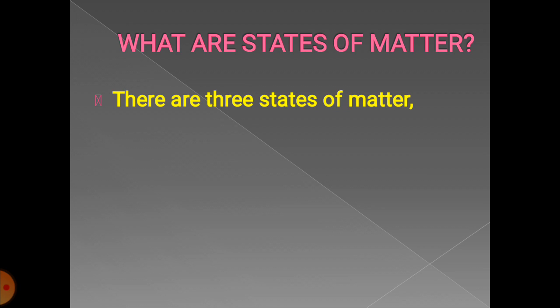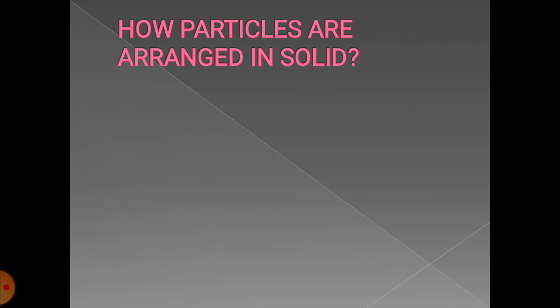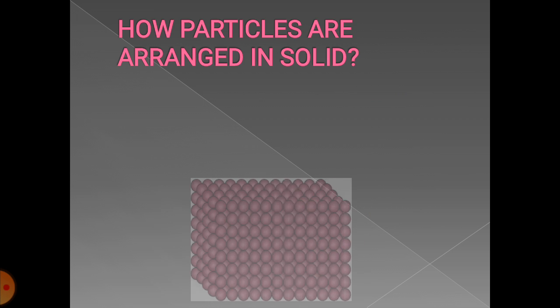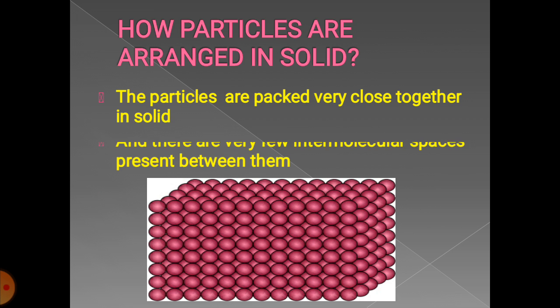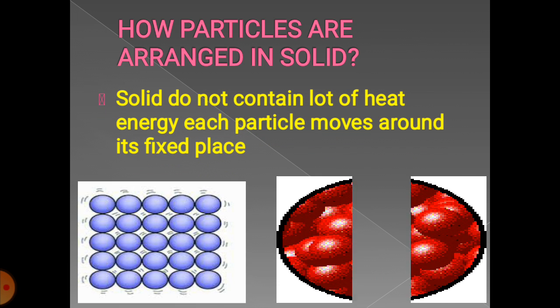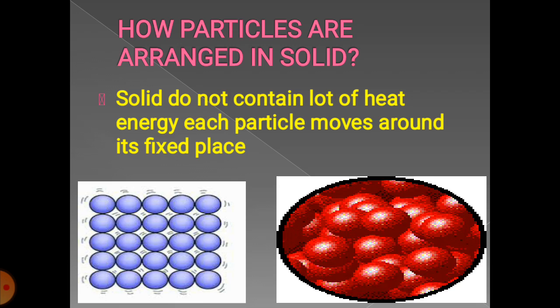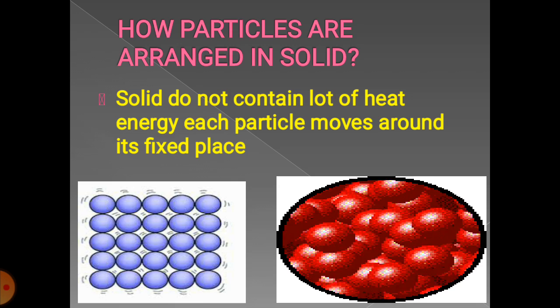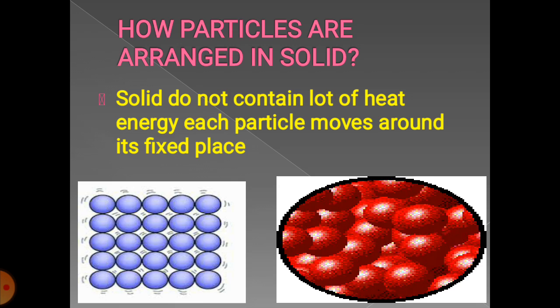Now let's recall the previous concept. You know there are four states of matter, and according to your syllabus we have discussed three states of matter: solid, liquid and gas. And how are they all arranged? They are closely packed with each other and they have very few intermolecular spaces between them. Here you can see how do they move. They do not move from one place to another place. They vibrate on their fixed position.